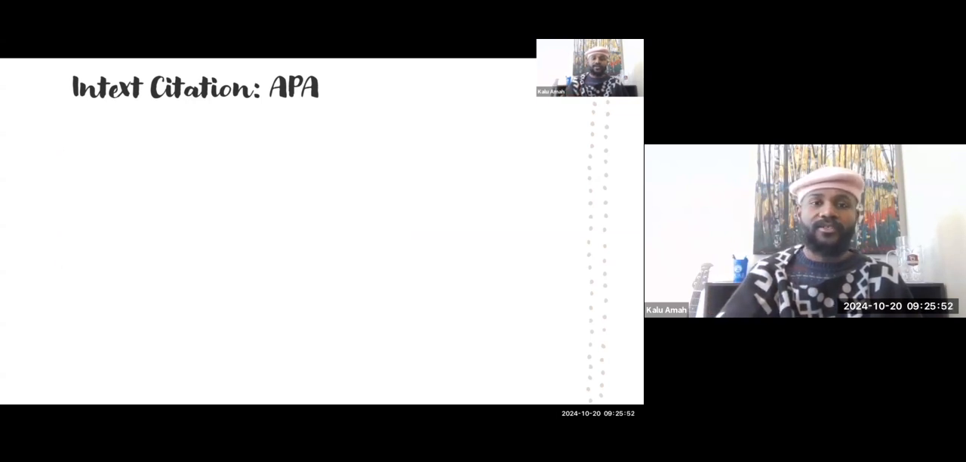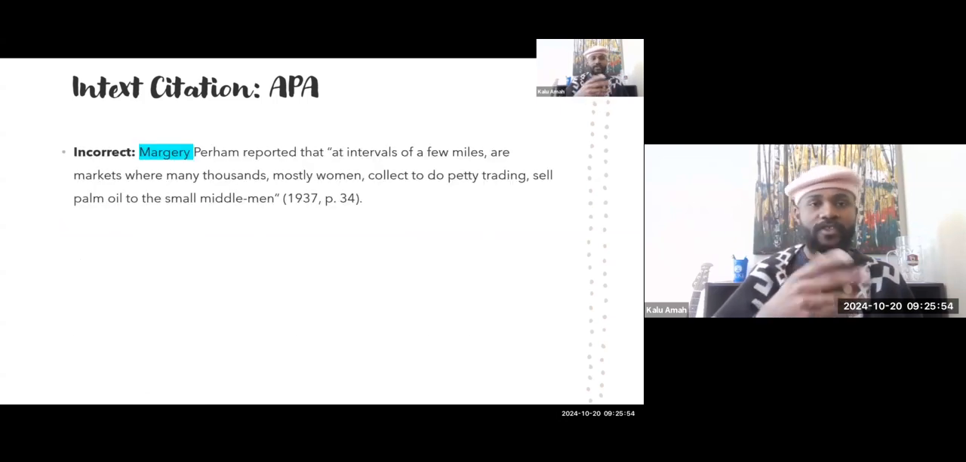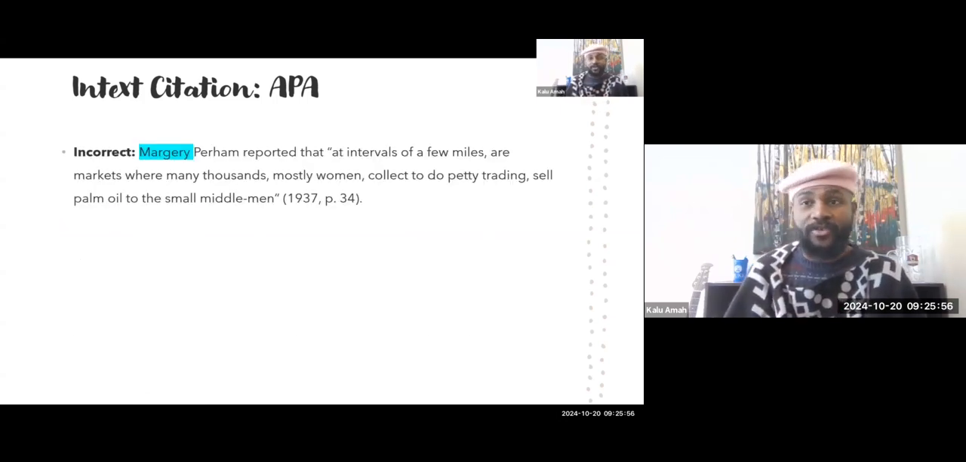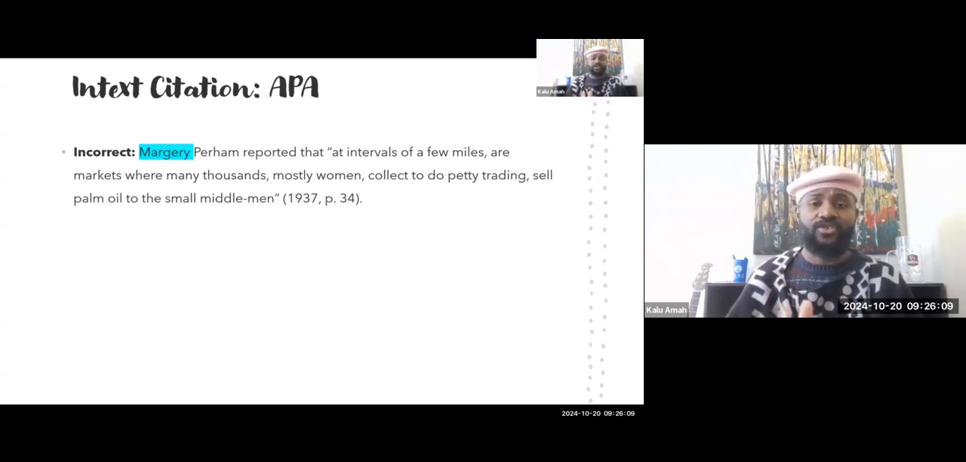I hope that's clear. But we'll still have more things on in-text citation in APA style. So it's incorrect to say Margaret Perham reported that, because like I said, the rule goes, you don't include their first name in in-text citation in the body of your essay.